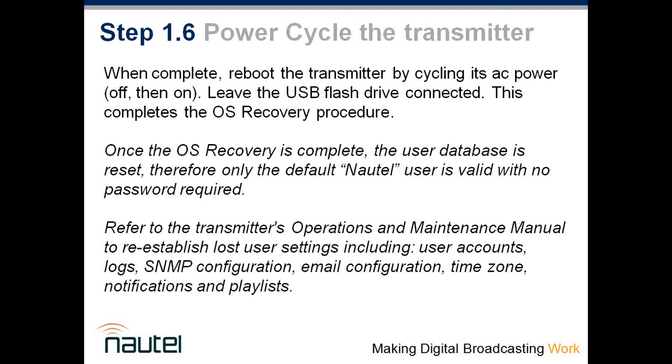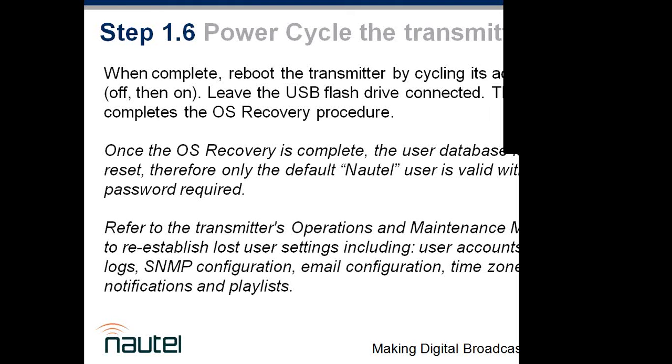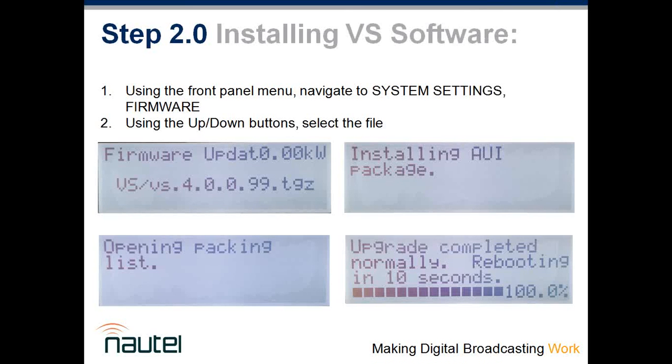Now, bear in mind that one of the things that's going to happen here is the transmitter is going to keep bugging you about going ahead and doing the file system upgrade, or the programs upgrade. The TGZ upgrade is what we would call it. Those are the actual applications within the VS4 software. So in order to do that, and it doesn't take very long, you're going to navigate from the front panel menu again to System Settings, Update Firmware.